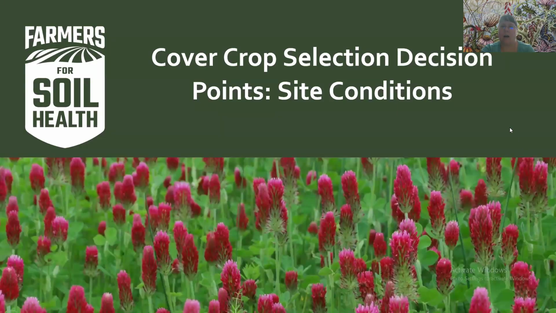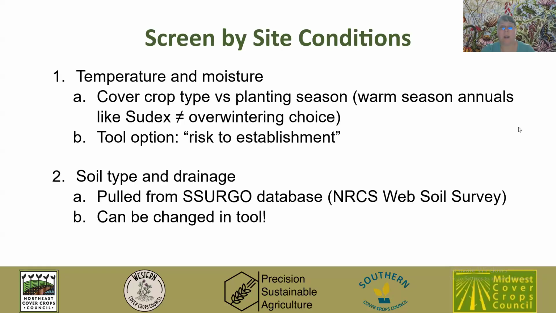You don't just think of goals, though, when you go to select your cover crop. You also think in practical terms about your site conditions. You've got to deal with the fact that temperature and moisture are going to dictate what you can pick for a cover crop. For example, you're not necessarily going to pick a warm season annual like sorghum Sudan grass if you're planting in the fall and you need it to overwinter. You need your cover crop type to match up with your planting season, along with matching up with your goals.